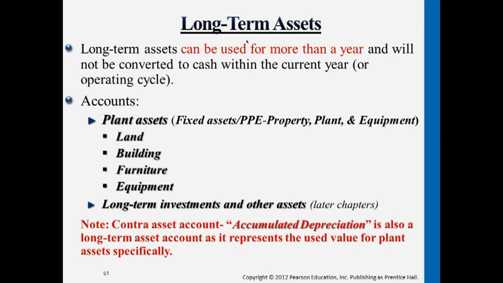Now don't forget the contra account in Chapter 3. Accumulated depreciation is always listed right underneath furniture or right underneath building, as we depreciate it. It is also considered a long-term asset account. Okay, it is always represented right below those long-term assets.